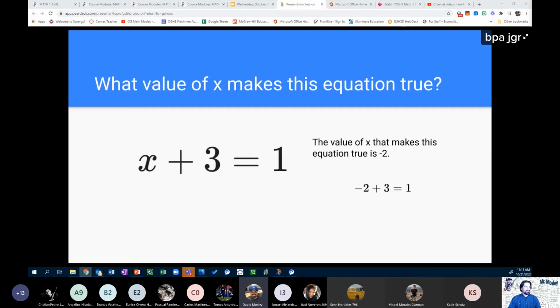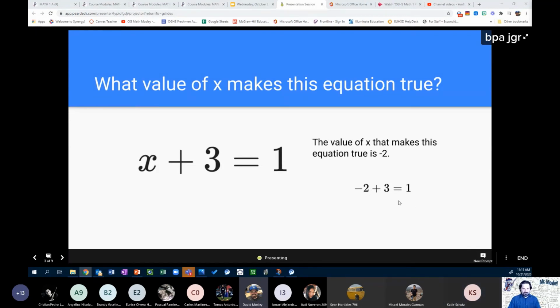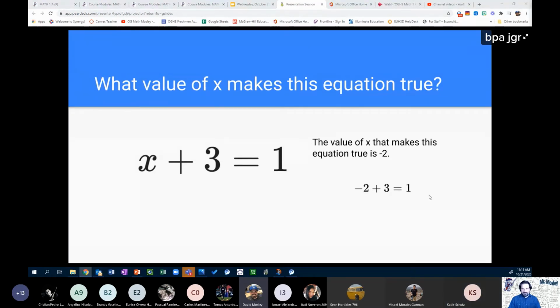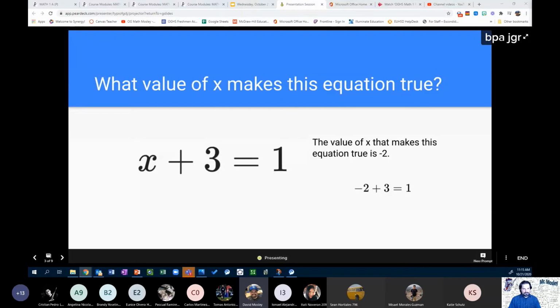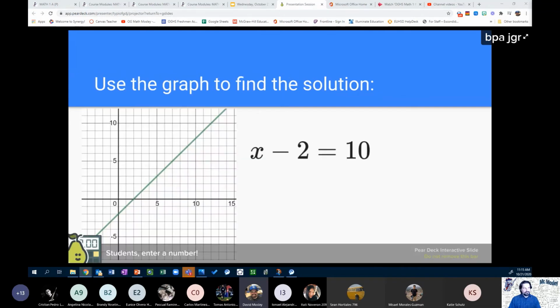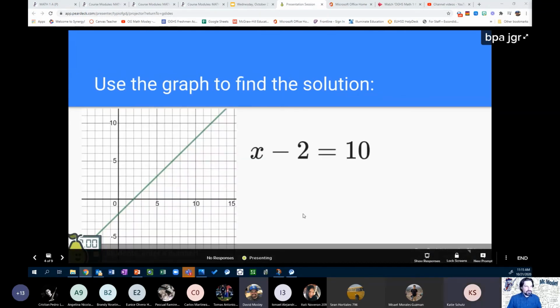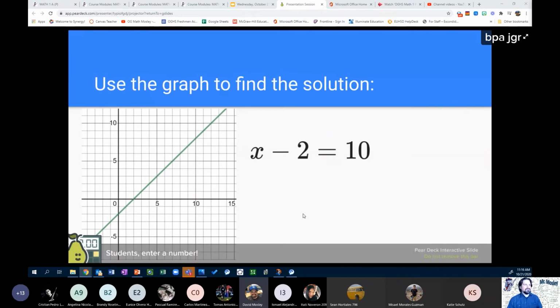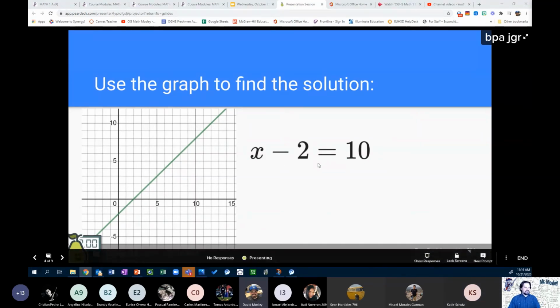Okay. All right, so again, the solution here is -2. And that's because when we put -2 in place of x, -2 plus 3 equals 1. Okay. Let's try another one. So next, we're going to use the graph to find the solution. We have x minus 2 equals 10.